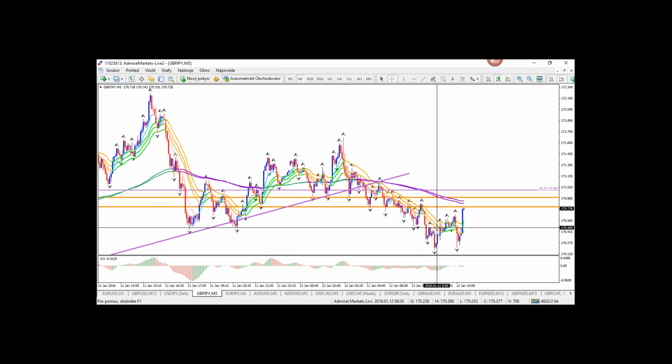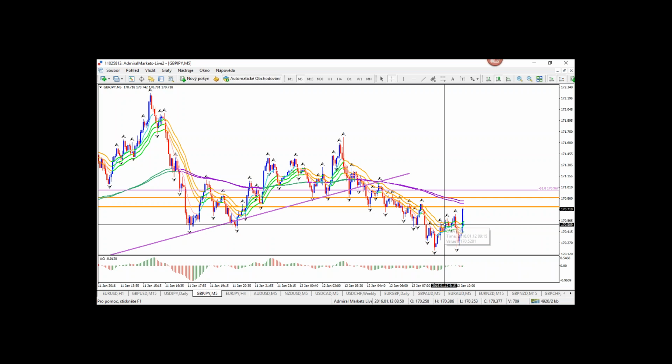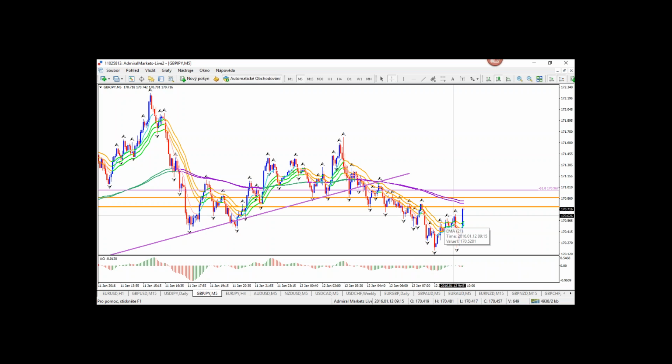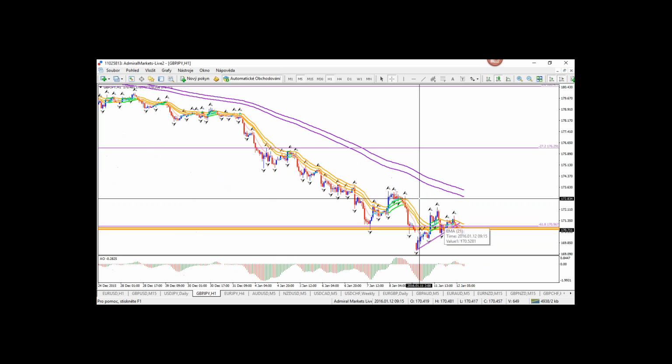I got out for break even somewhere. Let me check. Here indeed, when it dipped up here. So at this moment, price is retracing back up on the 5-minute chart.